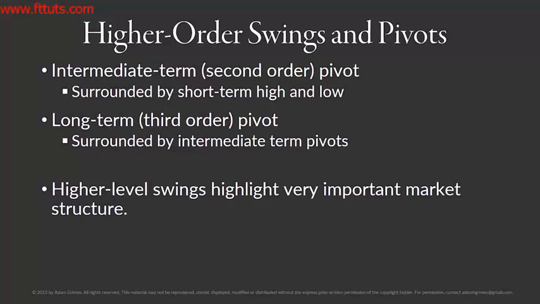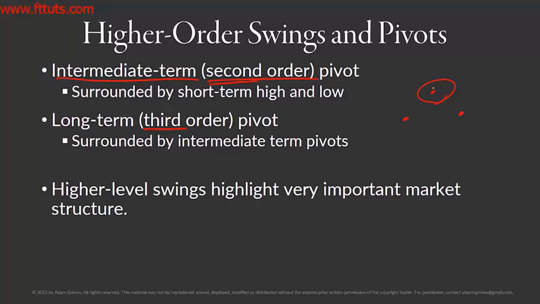So all this concept does, a second order pivot, which we can also call an intermediate term pivot, is a pivot that is surrounded by a previous pivot. So in other words, I'll just use dots here. Let's say this is a pivot high, and this is a pivot high, and this is a pivot high. So because this is an intermediate term, this is a pivot that is surrounded by two lower pivot highs, this then becomes an intermediate term, or we can use the word second order I used in the book, pivot high. And of course, what do you think a third order is?